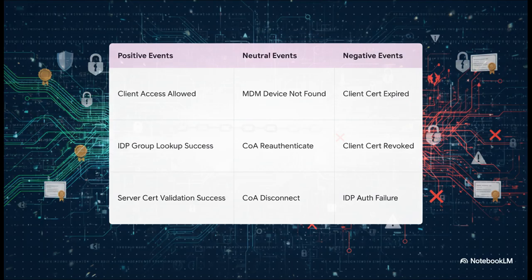Just take a look at this. This table is just a tiny little glimpse of all the signals a network administrator has to watch. You've got good stuff like someone getting access, but you also have all these red flags, an expired certificate, a revoked one, a flat-out authentication failure. Trying to monitor all of this in a huge organization is a monumental task.